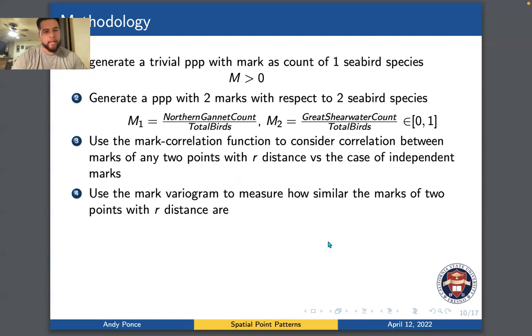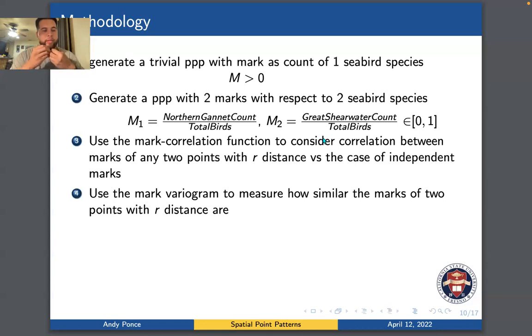The second thing that we did is we generated another point process, but this process has 2 marks. These marks are with respect to 2 different seabird species. You'll notice here we have northern gannets and we have great shearwater. So we took the seabirds data again, and we took all of the points that have at least one northern gannet and one great shearwater.